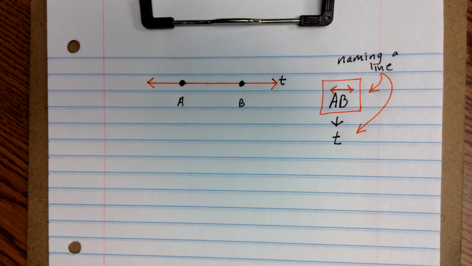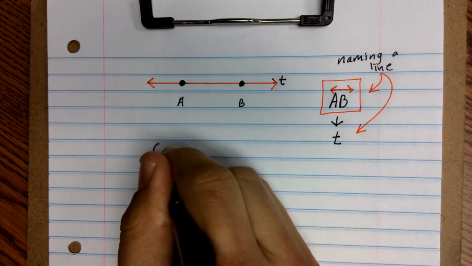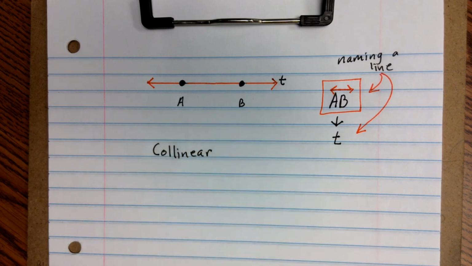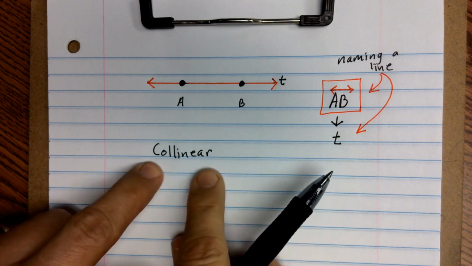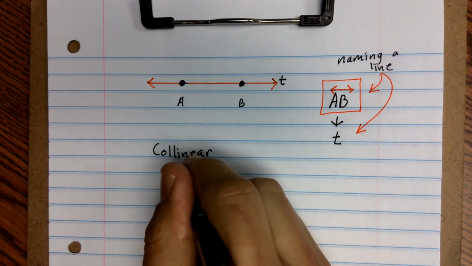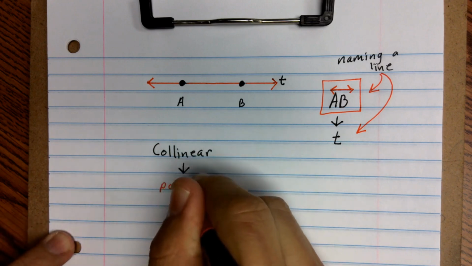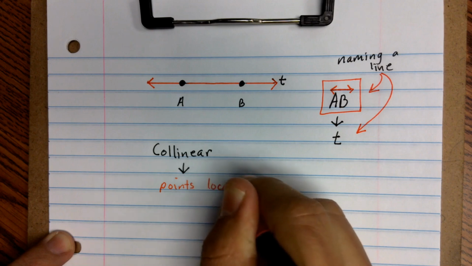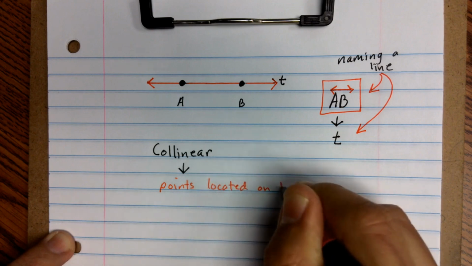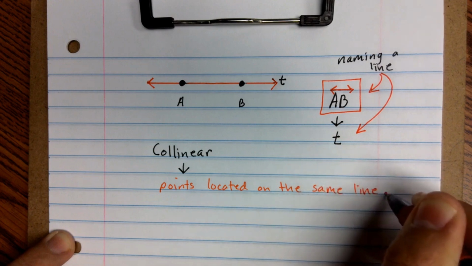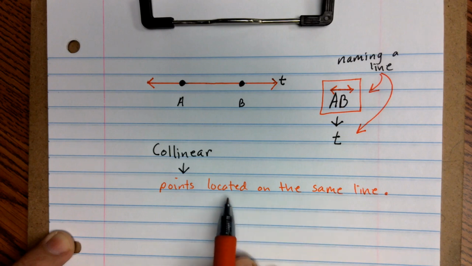Now let's go ahead and move into another topic. So sometimes we hear the term collinear. So I'm going to write the word right here. Collinear. And if you have a question, and say it says find some points that are collinear, all this means is that you want to find points located on the same line. So if the points are located on the same line, they're collinear.